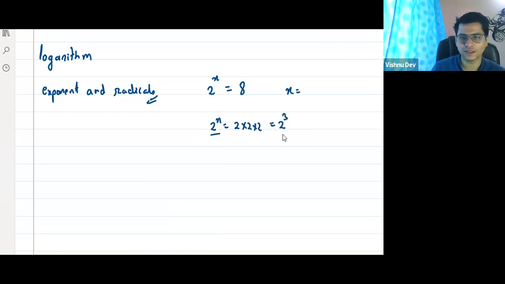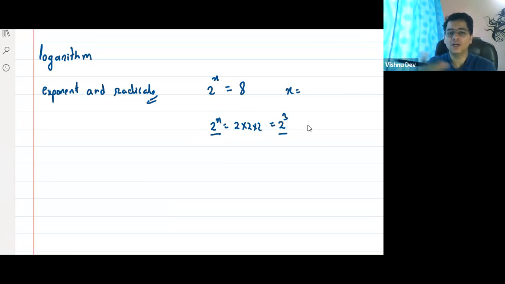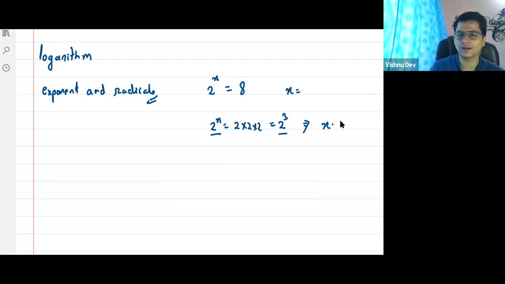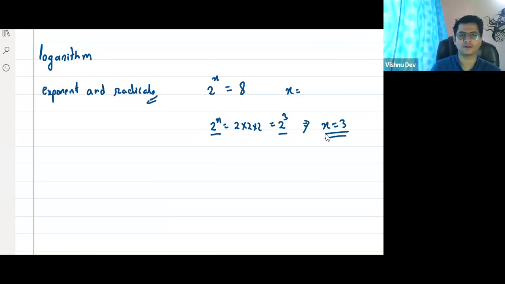So see, the base is the same, so we can equate the powers. That is the property of exponents and radicals. So I can say x is equal to 3. Easy enough. Very good. This is clear.